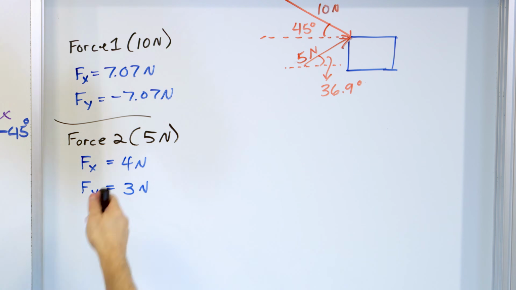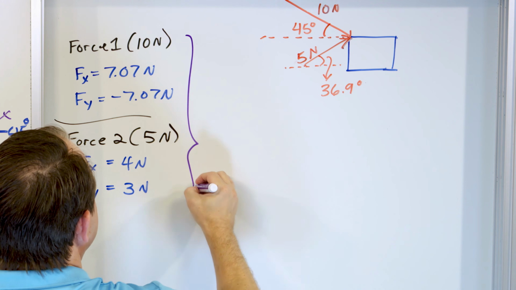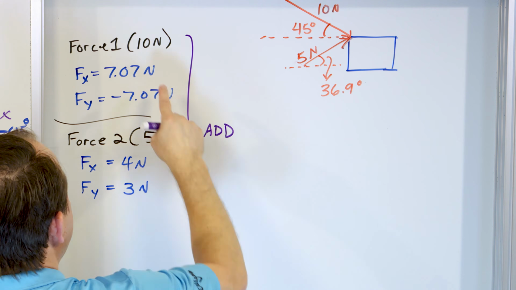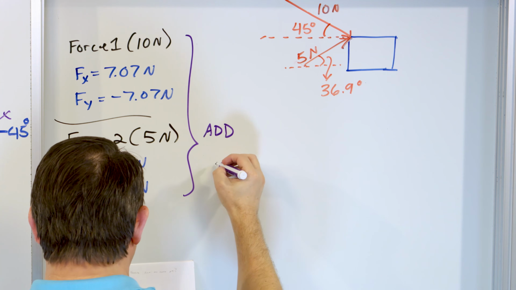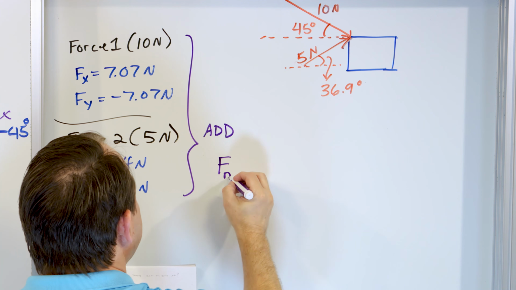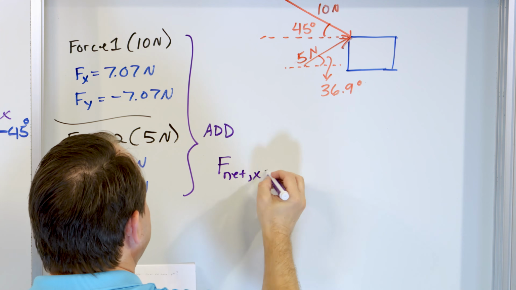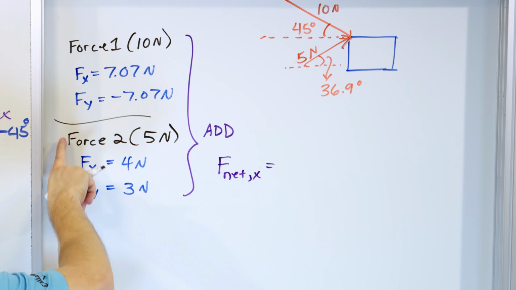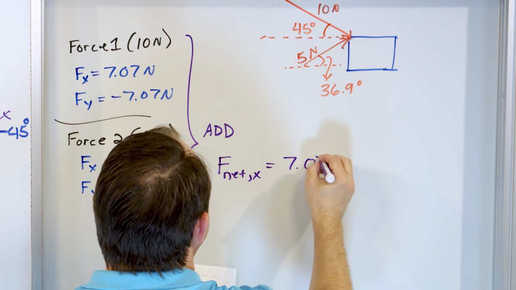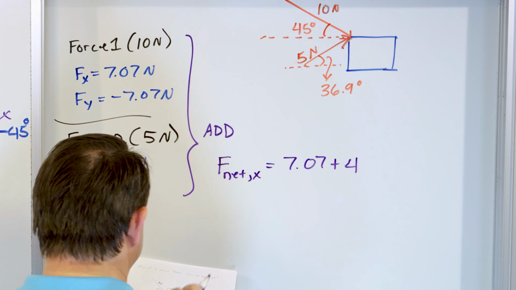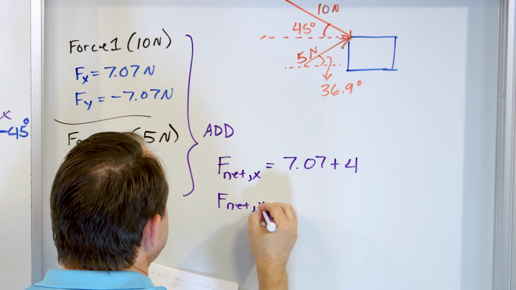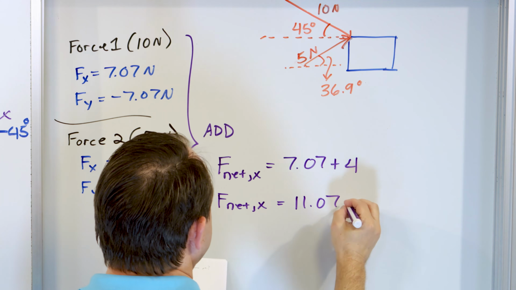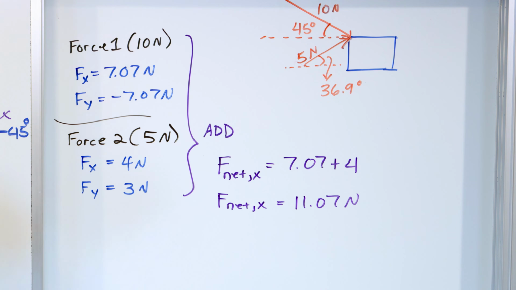So we have the forces broken down into their respective components. What do we do now? We add them together. But we don't just add the raw vectors, like this. We add the components of the vectors. So the net force in the x direction, when we add the x components, is this plus this, which is 7.07 plus 4, in newtons, of course. And so F net in the x direction is 11.07 newtons.